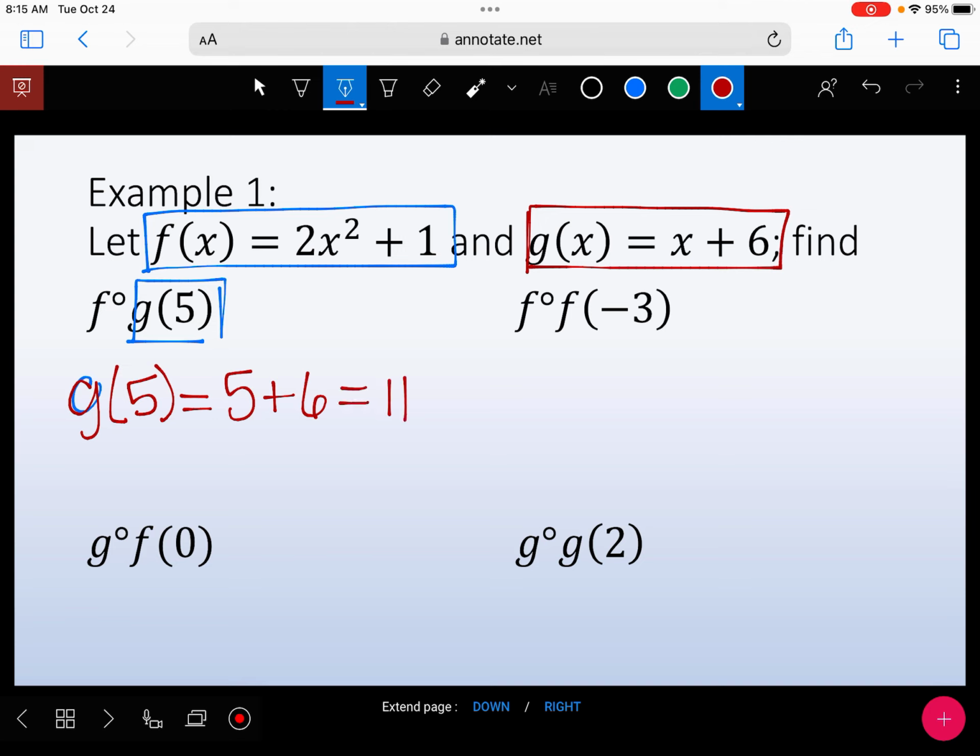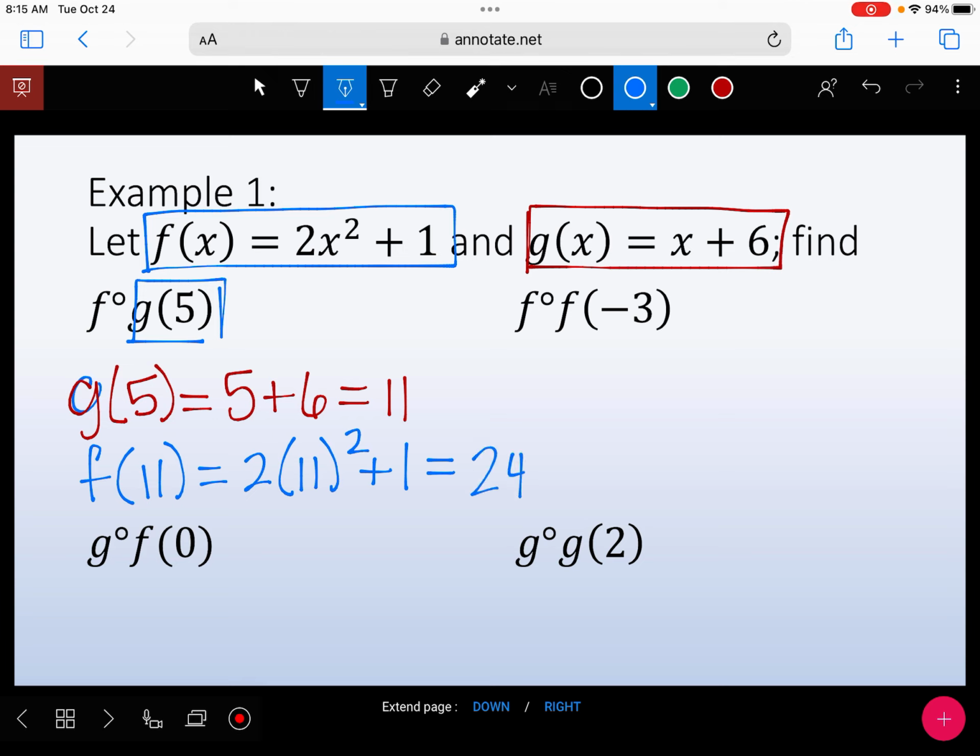Now the number we get from the first step, we're going to put into F. So now you're going to find F of 11. So that would be 2 times 11 squared plus 1. Go ahead and type that in your calculators. And you should get 243. Is that what you all got?